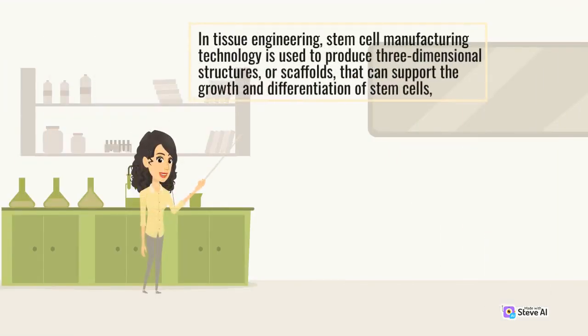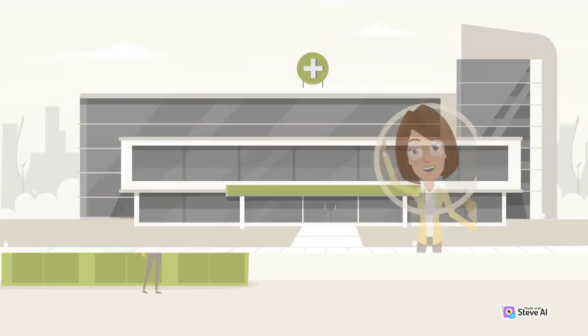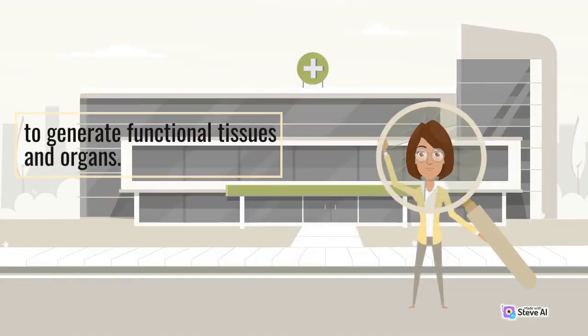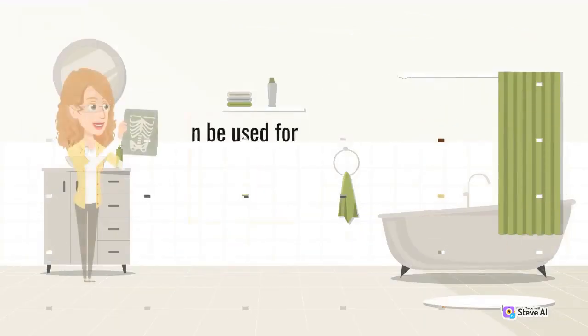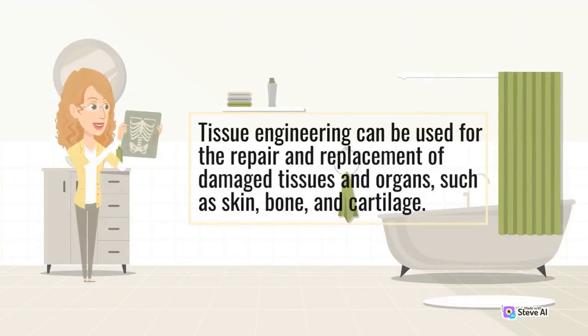In tissue engineering, stem cell manufacturing technology is used to produce three-dimensional structures, or scaffolds, that can support the growth and differentiation of stem cells to generate functional tissues and organs. Tissue engineering can be used for the repair and replacement of damaged tissues and organs, such as skin, bone, and cartilage.